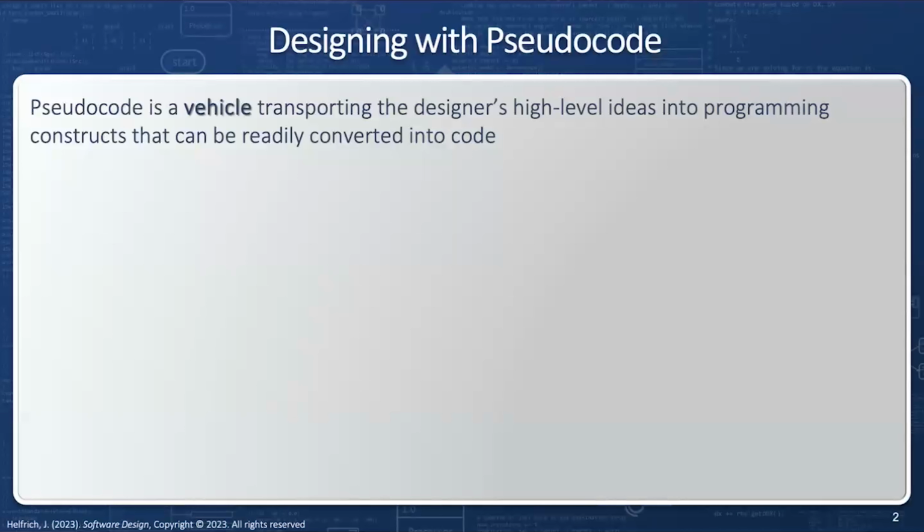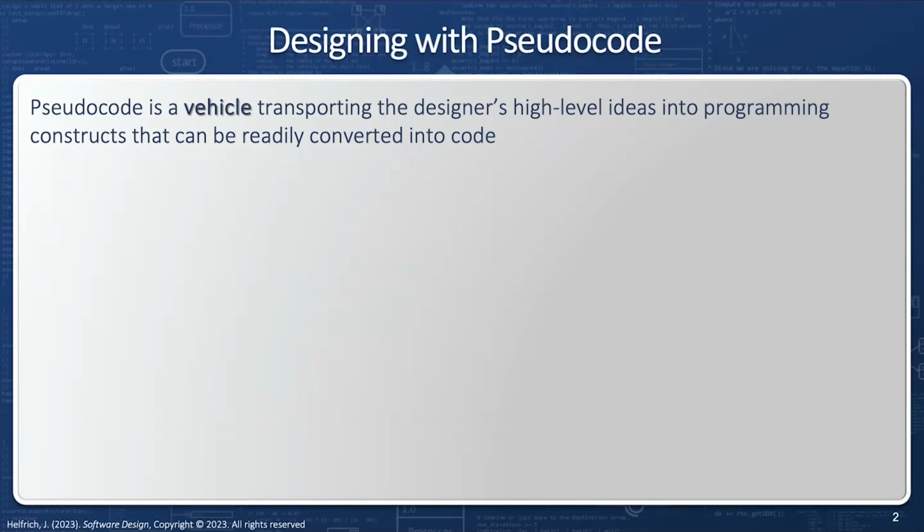Pseudocode is a vehicle transporting the designer's high-level ideas into programming constructs that can be readily converted to code. I really want to focus on the word vehicle here, because a vehicle moves something from point A to point B. In this case, we're going to move ideas from point A when they're really poorly defined and abstract to point B when they're ready to write code.